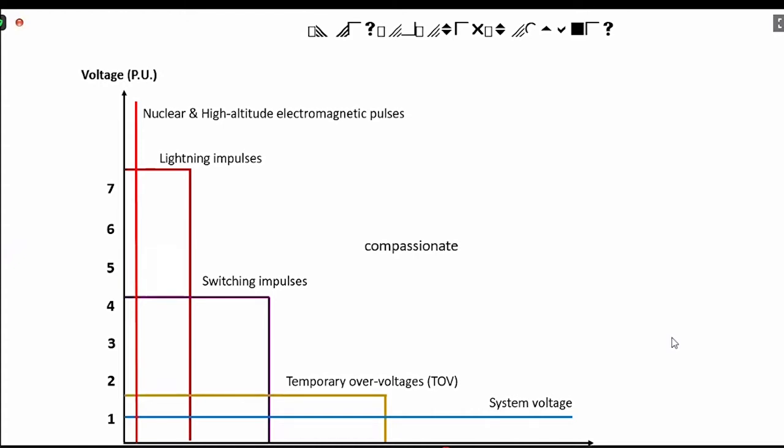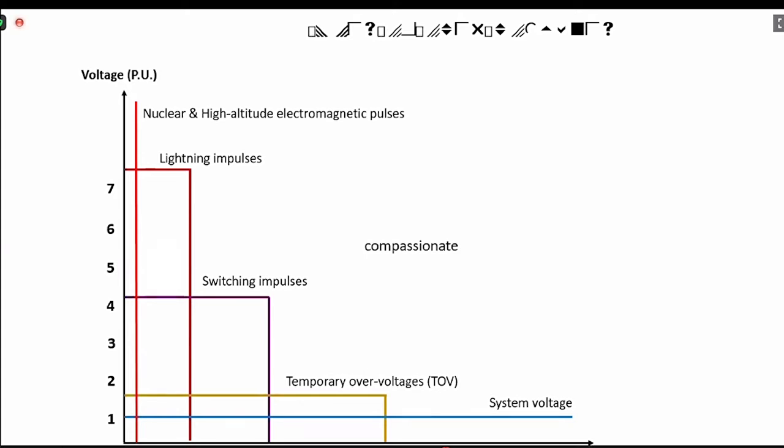Okay, now this diagram shows you what we are dealing with. If we come to transients, the fastest transients are usually nuclear and high altitude electromagnetic pulses, which we call NEMPs and HEMPs in shortened form, of which the duration or rise time is in the order of nanoseconds. Then come the lightning impulses. You can see that in the NEMPs and HEMPs, the amplitude can be extremely high, but the duration is small. So in lightning, the duration goes to the microsecond scale, but the amplitude is less than that of NEMPs and HEMPs.